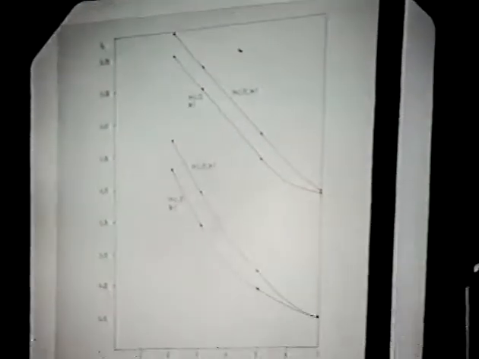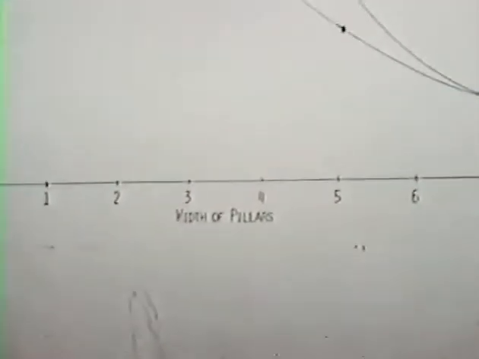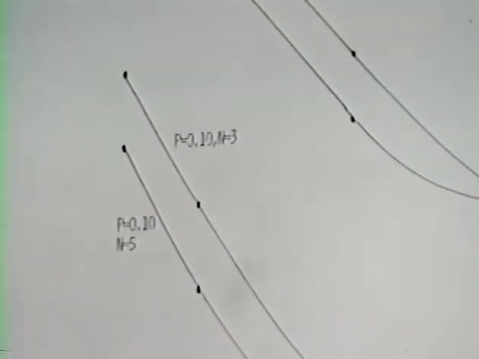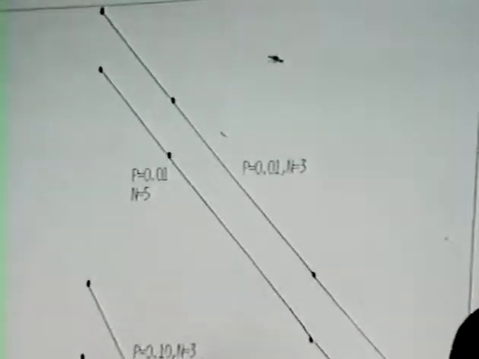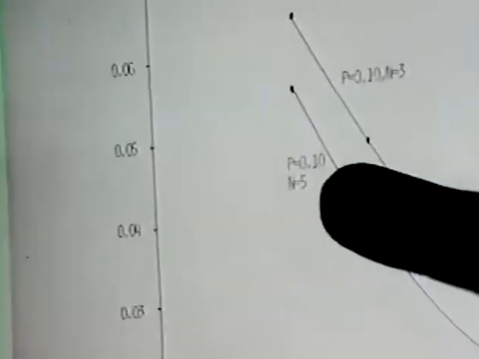Here I have the effective diffusivity versus the width of the pillar, for various sizes. In this simulation that I'm showing you, they have put needles. They only have one dimension. So I have a needle of length 3 and a needle of length 3 again, but with different absorption probability: here 0.01, and here 0.1, and then for a needle of size 5.